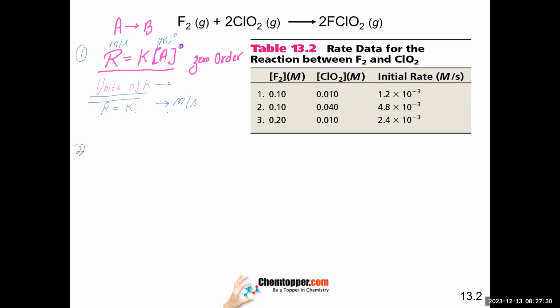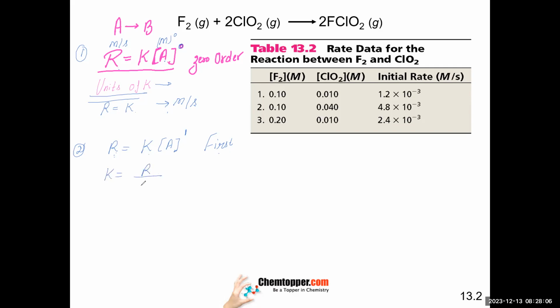Now, I've done this for you. Now you're going to do this for me. Rate equal to K times concentration of A raised to power 1. What's the order of this reaction, children? First order. What is the meaning of first order? It means if you double the concentration, rate doubles. You triple, rate becomes 3 times. You make it 4 times, rate will become 4 times. 1:1, right?